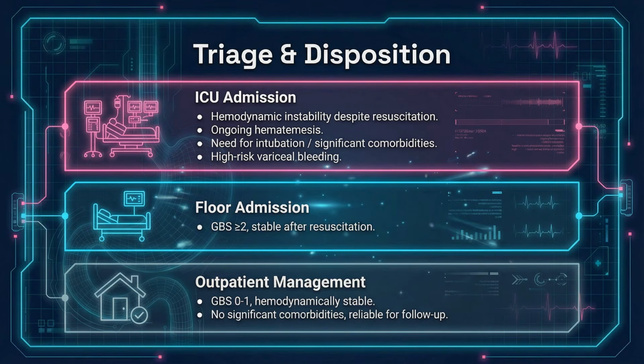Finally, let's discuss patient disposition. ICU admission is warranted for patients with hemodynamic instability despite initial resuscitation, ongoing hematemesis, a need for intubation, significant comorbidities, or those with high-risk variceal bleeding. Patients with a GBS score of 2 or more who are stable after resuscitation can be admitted to the medical floor. And finally, patients with a GBS of 0 to 1 who are hemodynamically stable with no significant comorbidities and are reliable for follow-up can be safely managed as an outpatient.